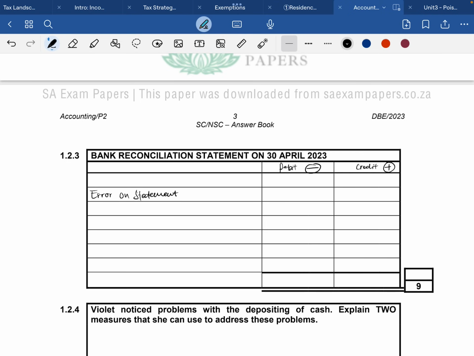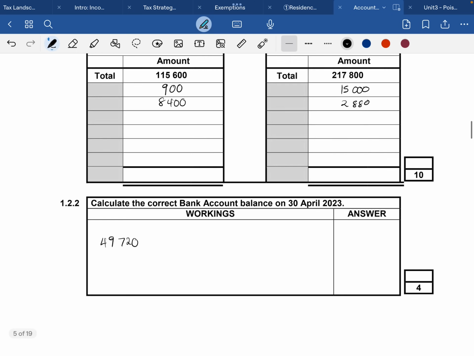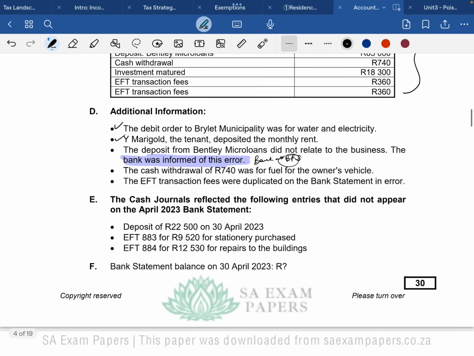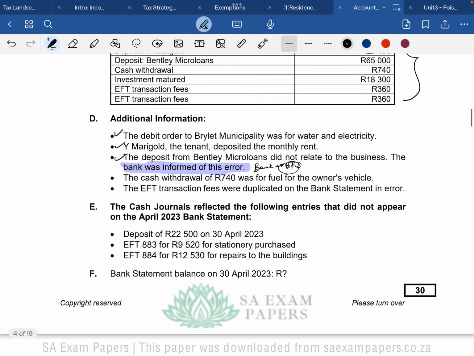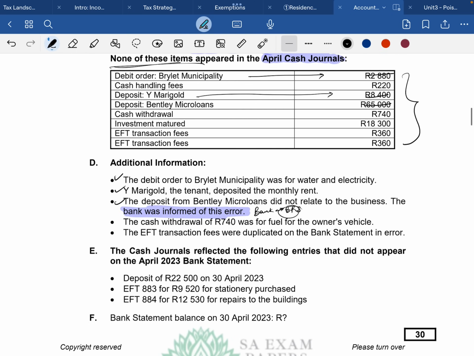So these people, what they did with the 65,000 is that they added it to our credit side, right? So since they added the 65,000 on the credit side, we want to remove it because it doesn't relate to our business. We're just going to simply debit that amount of 65,000, right? Then now we are done with this one, 65,000 scratched out.